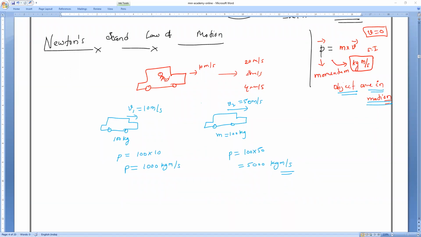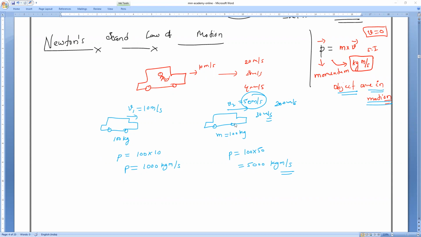Now, if I apply more force, my car's velocity becomes 200 meters per second. If I apply less force, my car's velocity becomes maybe 30 meters per second. Definitely there is a change in the speed. So if the velocity of the body changes, will the momentum change or not? Everybody, think quickly. Yes, sir. Momentum will change.